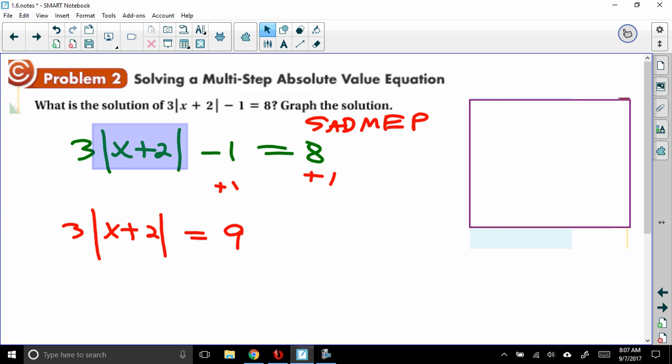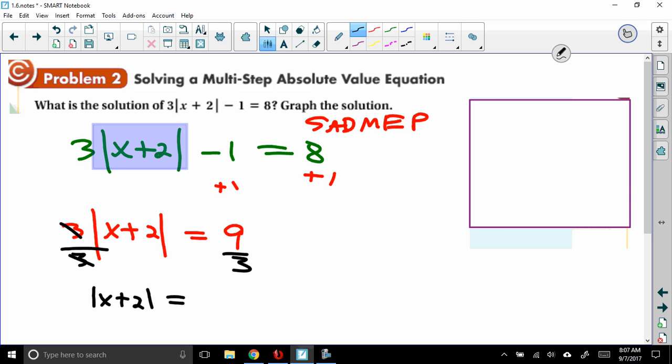Okay, so that's 3 being multiplied by that quantity. Guess what we're going to do with the 3? We're going to divide. Okay, don't use a distributive property here. We're going to go ahead and divide. So we divide by 3. So we're left on the left with the absolute value of x plus 2. And what's 9 divided by 3? All right, 3.